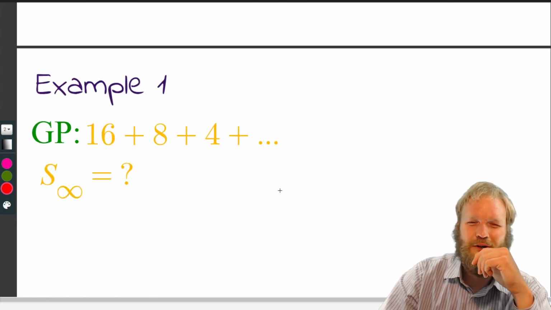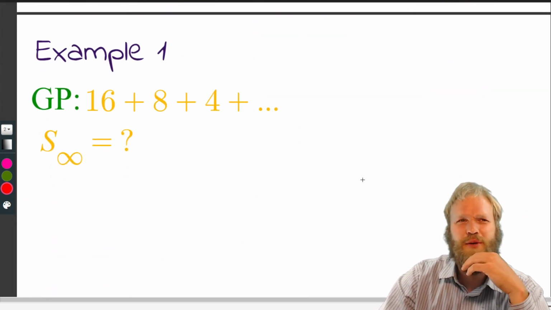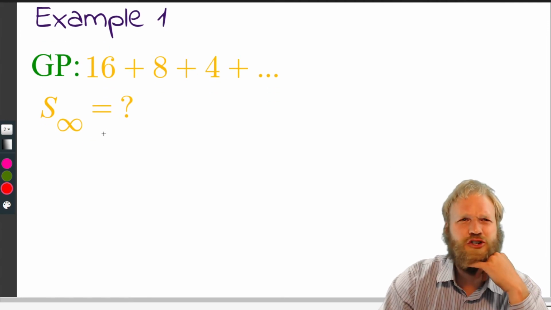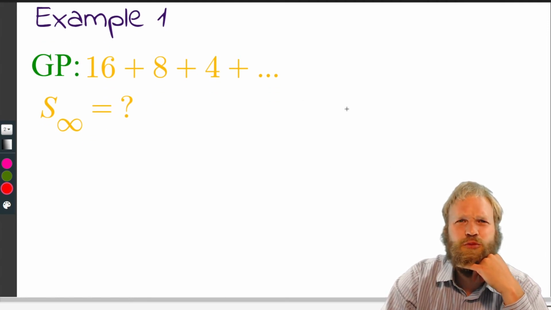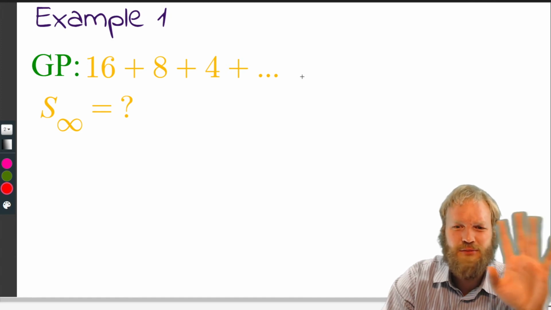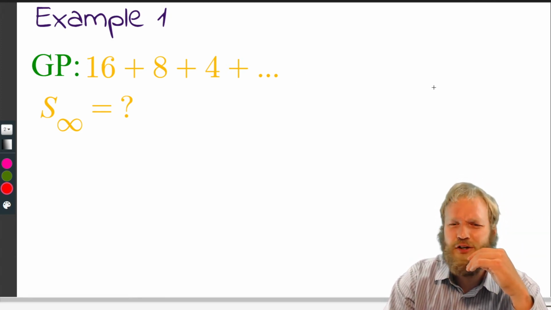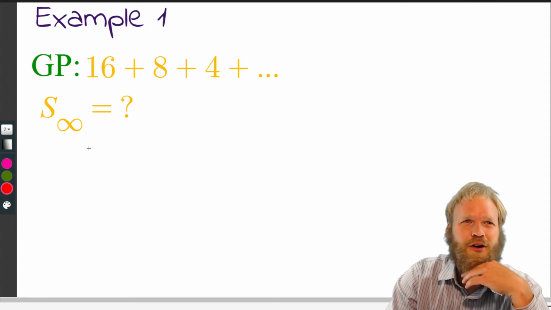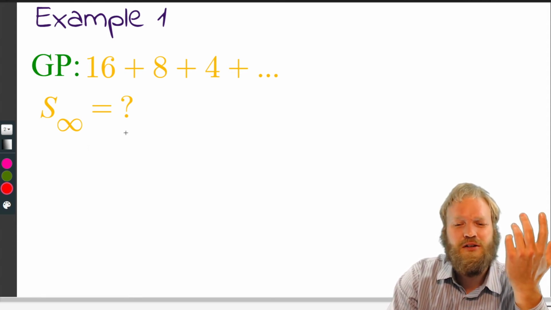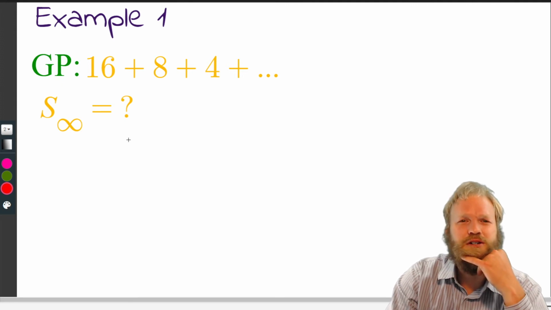Let's look at a few examples where we just apply our formula. We're given a geometric progression, 16 plus 8 plus 4 plus, forever. The sum to infinity. So if we kept doing this forever and a bit more, how are we going to work it out, and what is our answer?